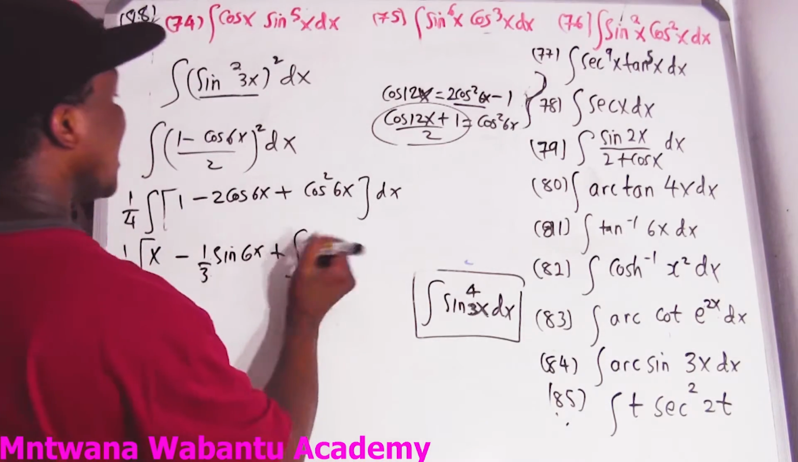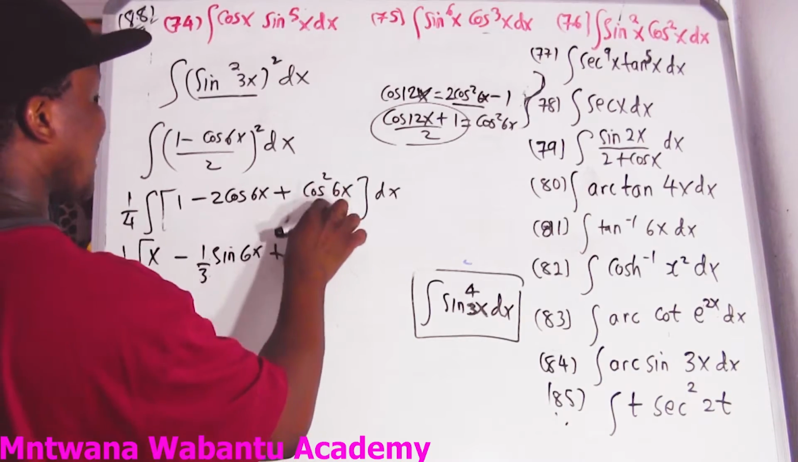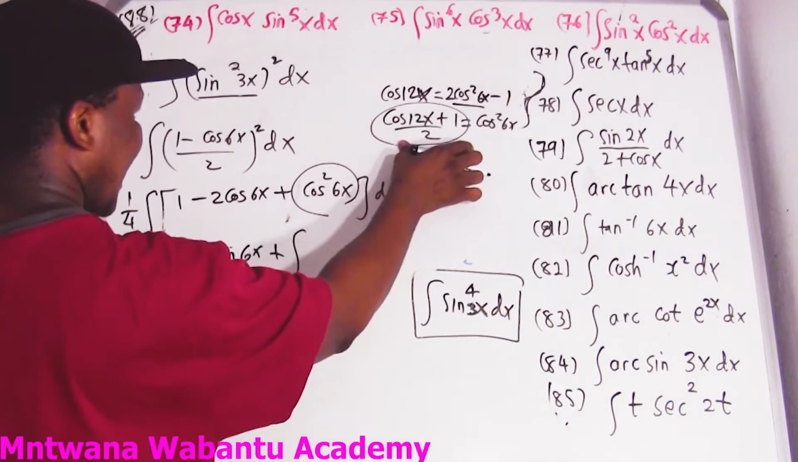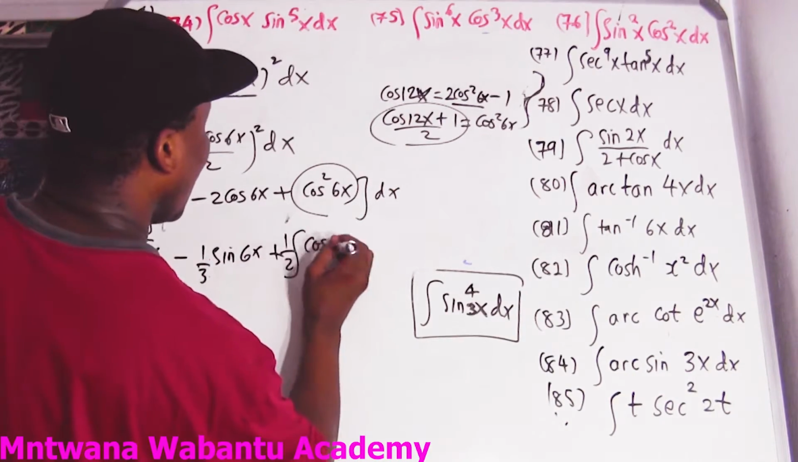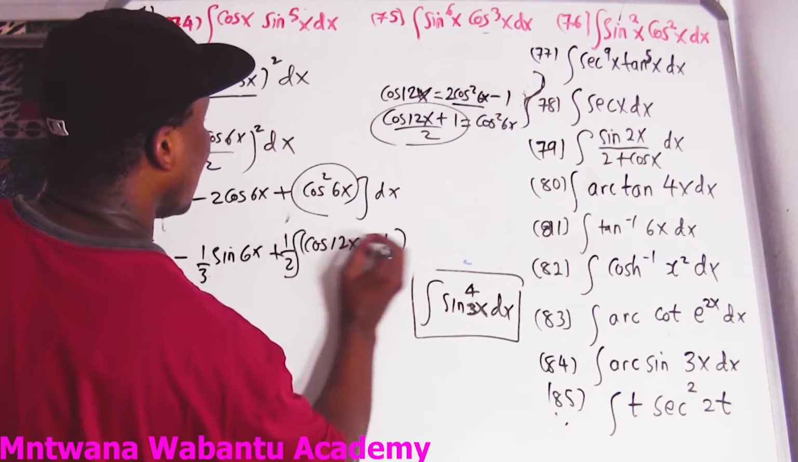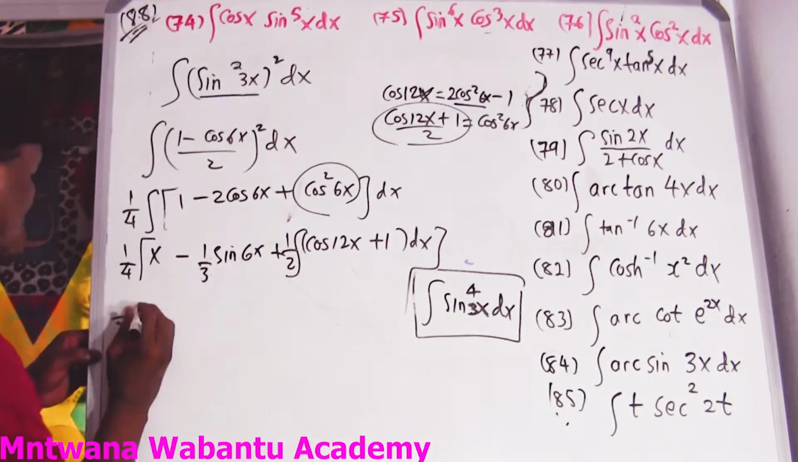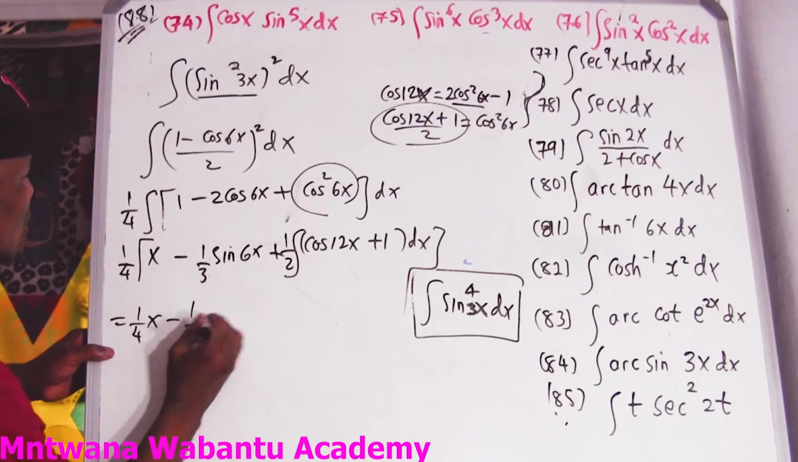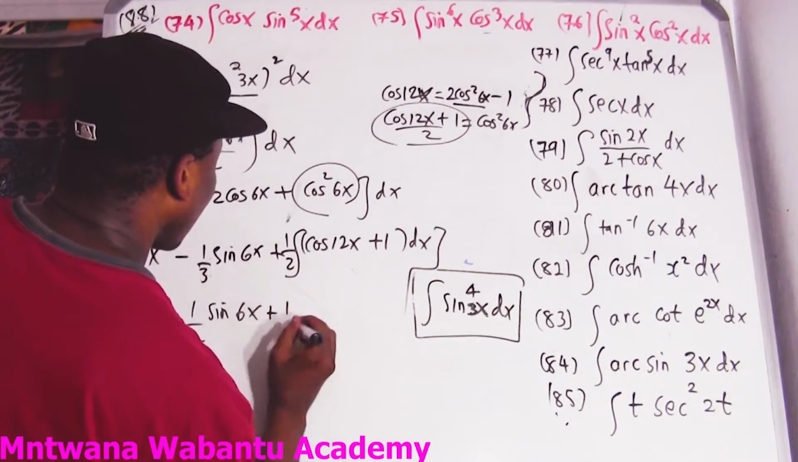Means it must be the integral. Instead of saying the integral of that, I'll replace this with it, which is going to be 1 over 2 at the back, 1 over 2, and then we'll write cos 12x plus 1 dx. And then this is going to give us 1 over 4x minus 1 over 12 sine 6x. Now, this is going to be 1 over 8.